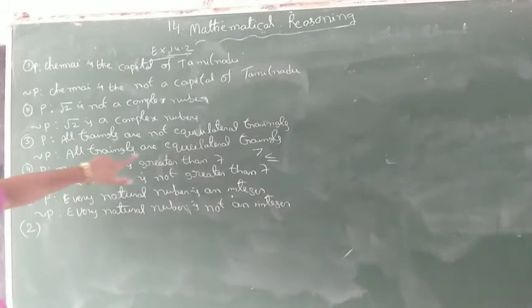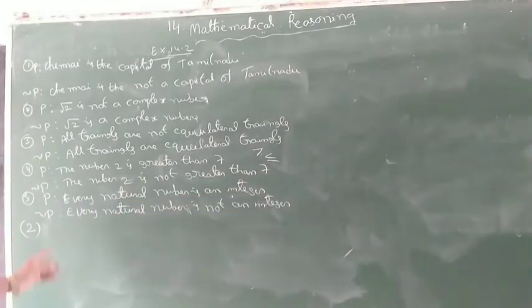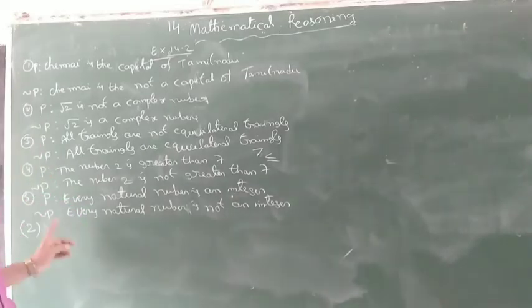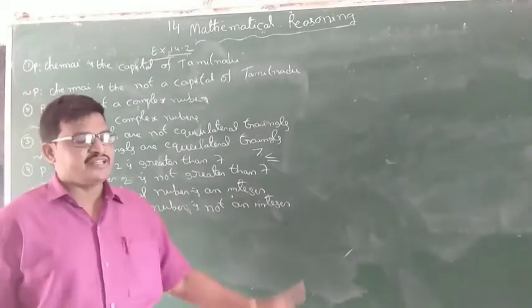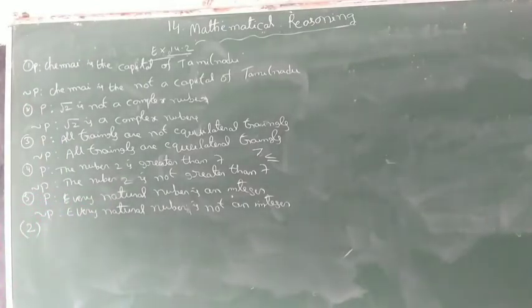The number 2 is greater than 7. Negation: The number 2 is not greater than 7. Every natural number is an integer. Negation: Every natural number is not an integer. Yes, every natural number is an integer, but every integer is not a natural number. The converse is not true.